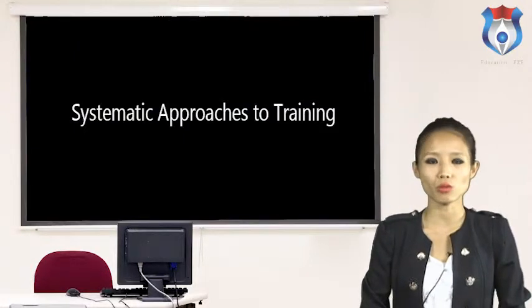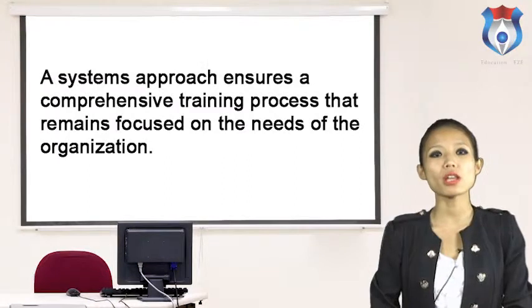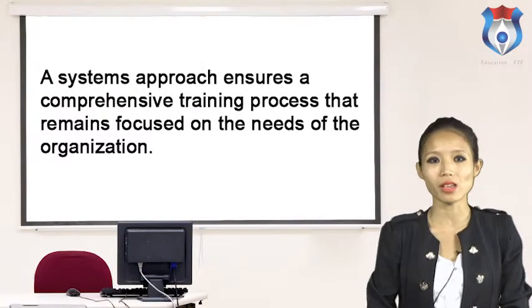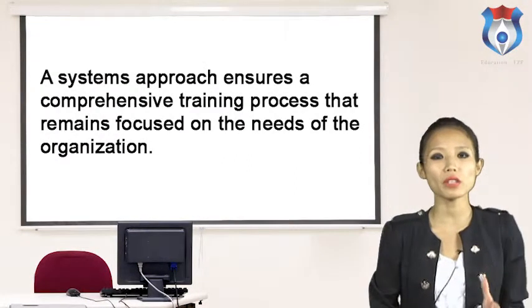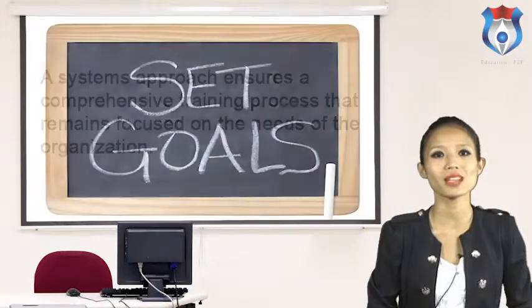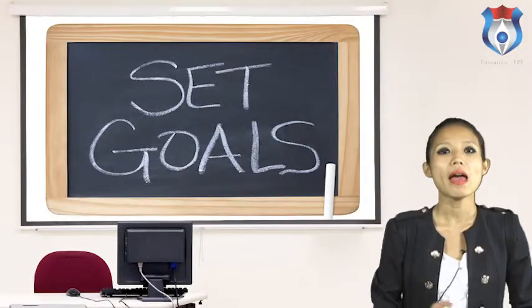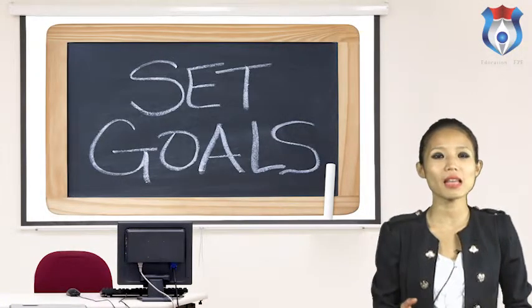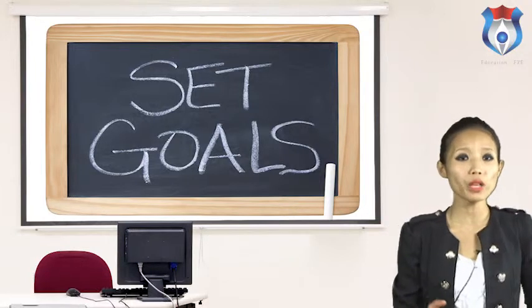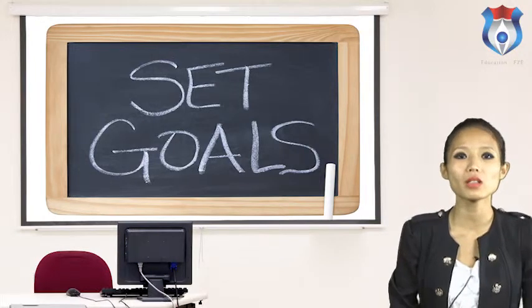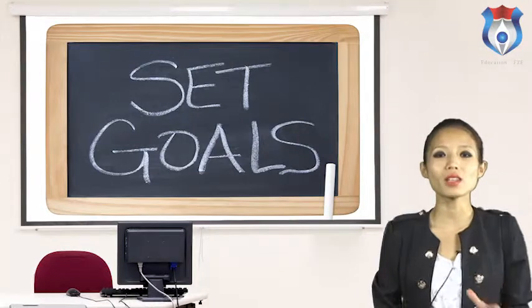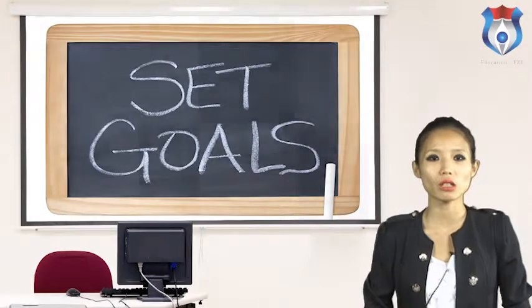Systematic approaches to training. A systems approach ensures a comprehensive training process that remains focused on the needs of the organization. The process typically includes the phases: analyze the organization's needs and identify training goals which, when reached, will equip learners with knowledge and skills to meet the organization's need.